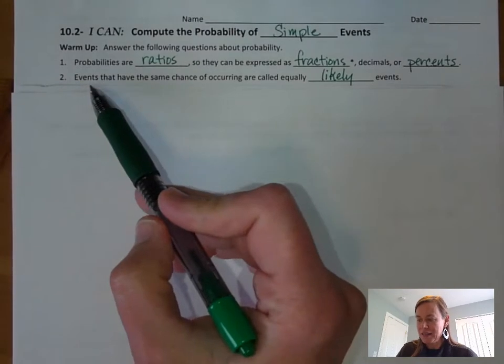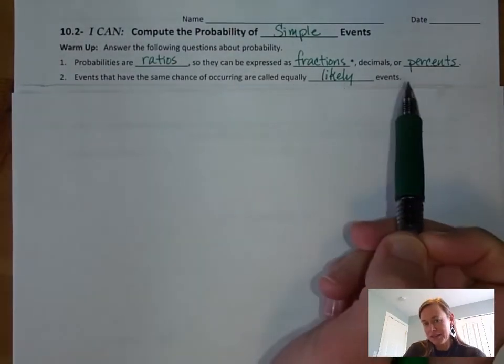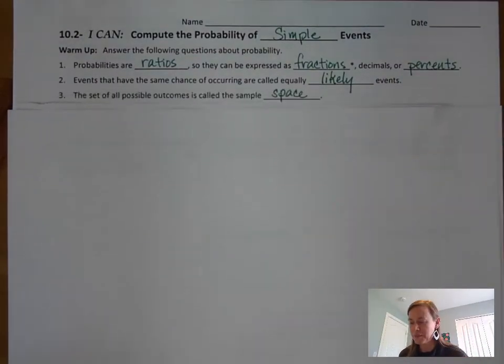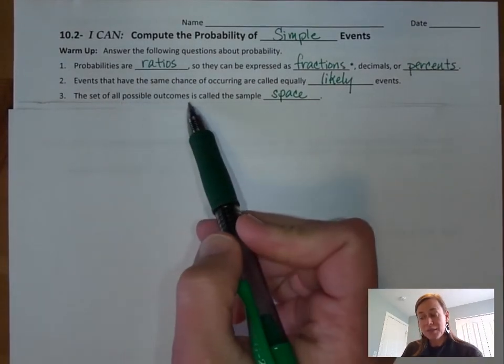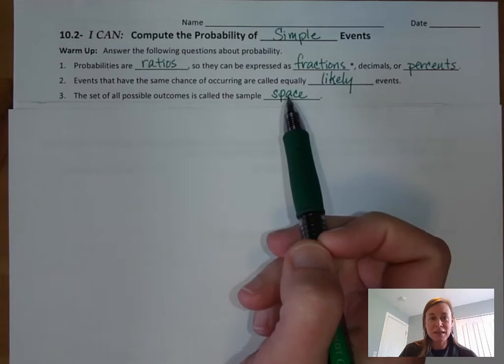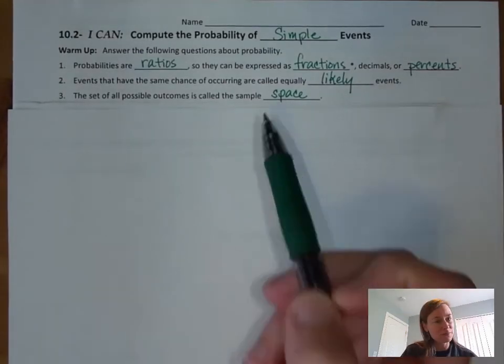All right, events that have the same chance of occurring are called equally likely events. So like when you flip a coin, it's equally likely whether you get heads or you get tails. The set of all possible outcomes is called the sample space. So again, with flipping a coin, the sample space would be heads or tails. Those are the two possible outcomes.